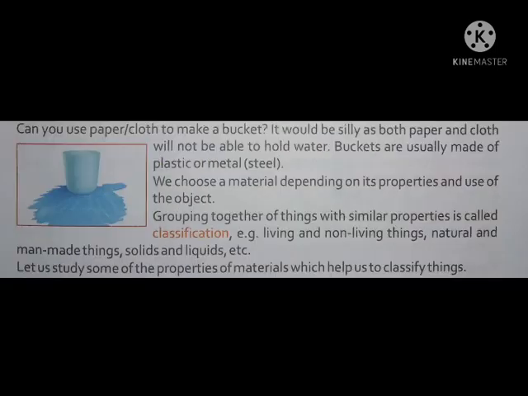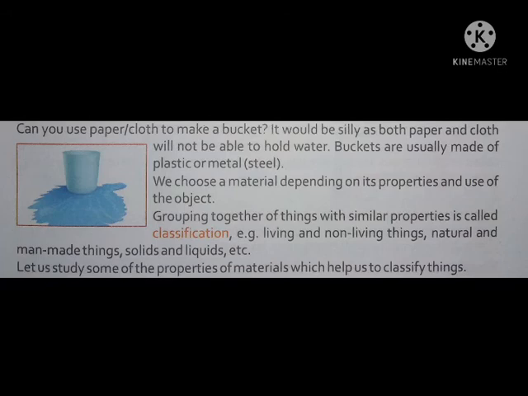Can you use paper or cloth to make a bucket? It would be silly as both paper and cloth will not be able to hold water. If you use a paper or cloth, they will not be able to hold water. Buckets are usually made of plastic or metal because we use the buckets which are made of plastic or metal to hold water.